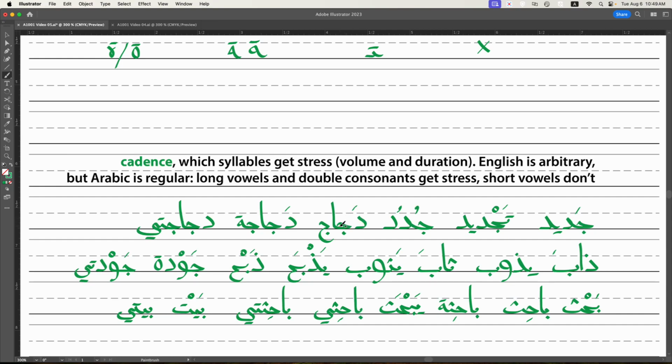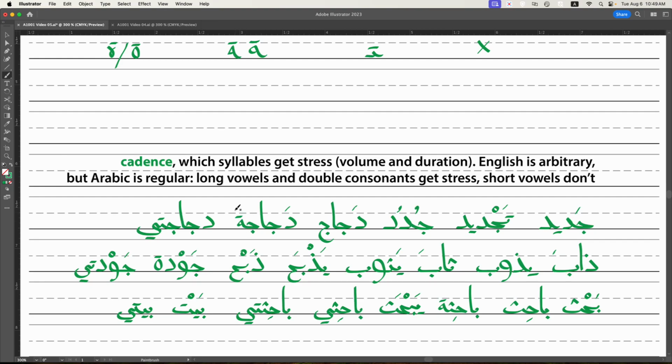So Dajaj is chicken. If I put ta marbuta on the end of it, notice that my final jim has to change form and become the first form, because now it's got a letter after it, and it comes after a non-connecting letter, alif. So Dajaja is how I pronounce this. So ta marbuta is usually pronounced as if it were a fatha. Now, sometimes it's going to get pronounced as if it were a regular old ta, and I will explain the rules for that later on.